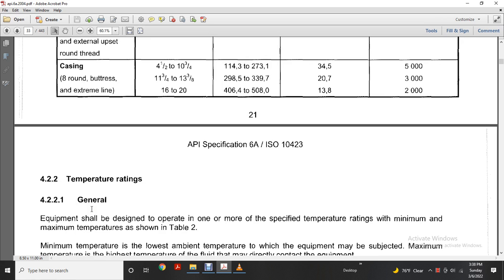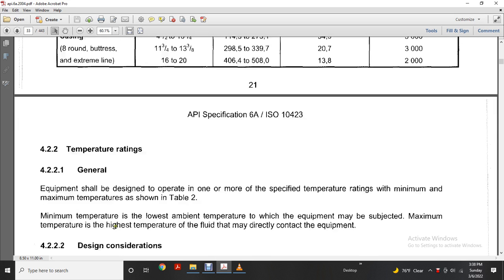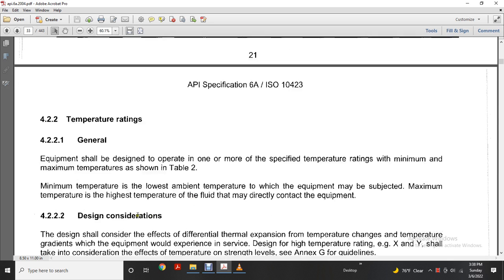Temperature rating, general. Equipment should be designed to operate in one or more specified temperature ratings with a minimum and maximum temperature shown in Table 2. Minimum temperature: the lowest ambient temperature to which the equipment may be subjected. Maximum temperature: the highest temperature of the fluid that may directly contact the equipment.